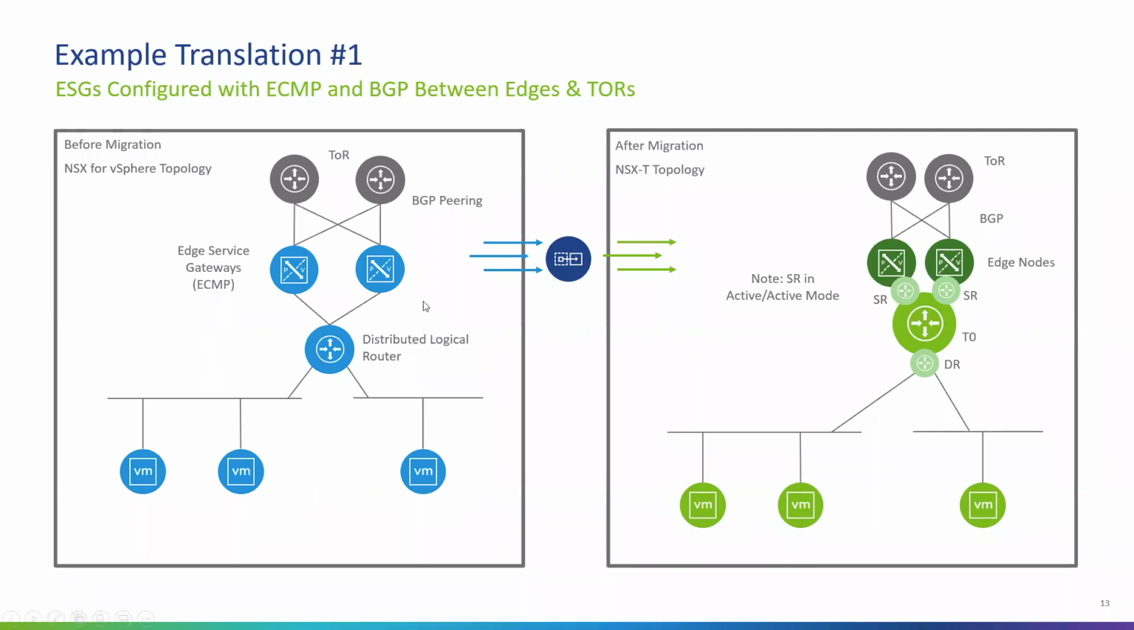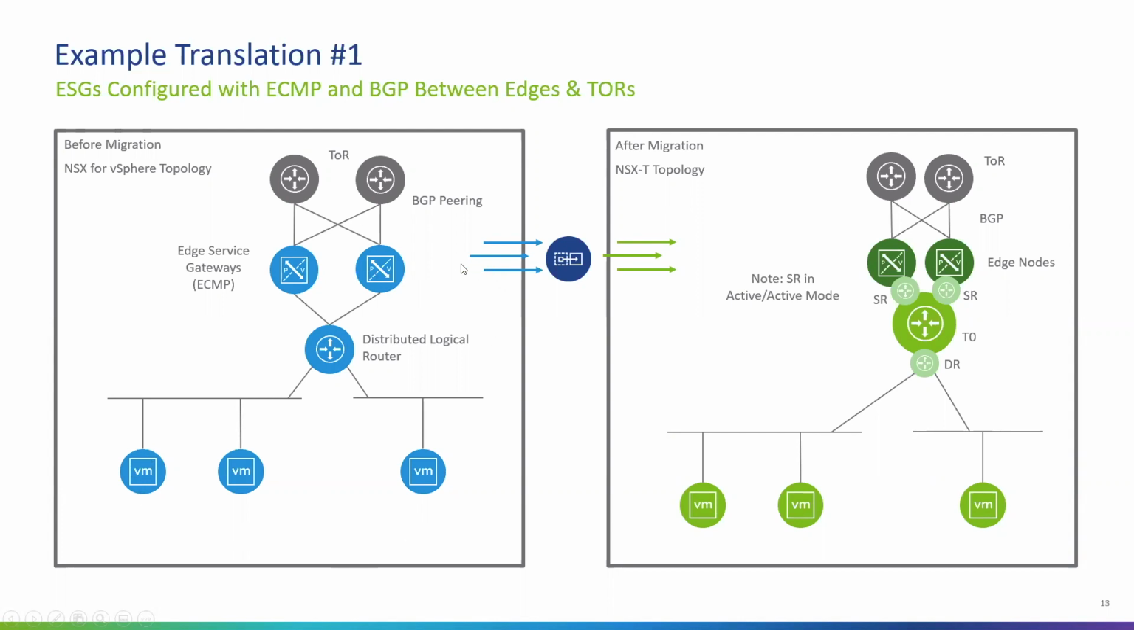So here's what you guys are probably used to seeing from an NSX-V perspective. We have our distributed logical router. We have our logical switches that our VMs are plugged into. We have our edge services gateways. In this case, they're in the ECMP mode, and we're using BGP for the north-south route exchange. So that's the typical NSX-V single site deployment.